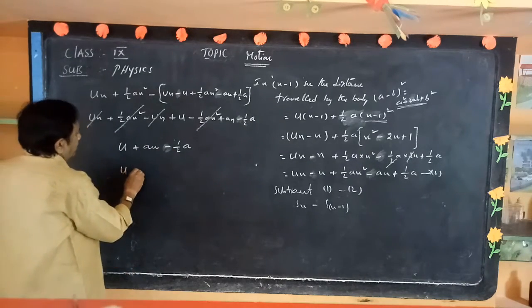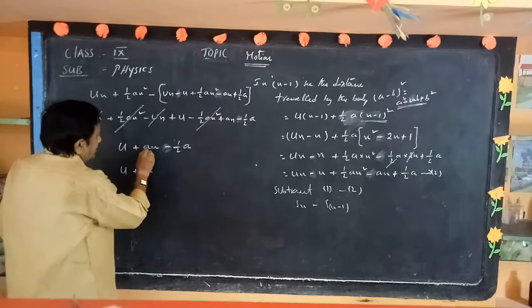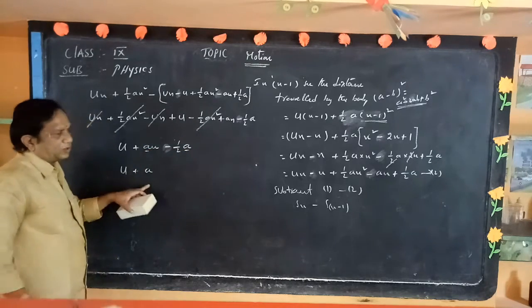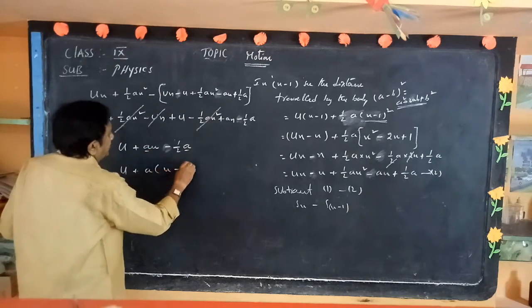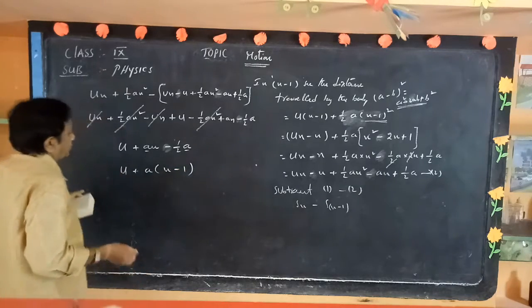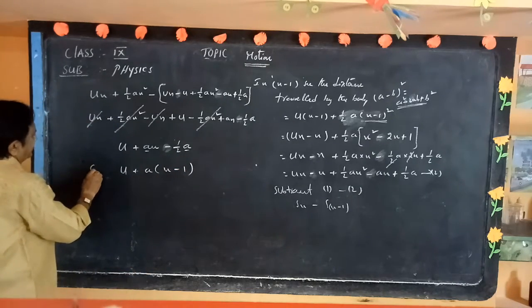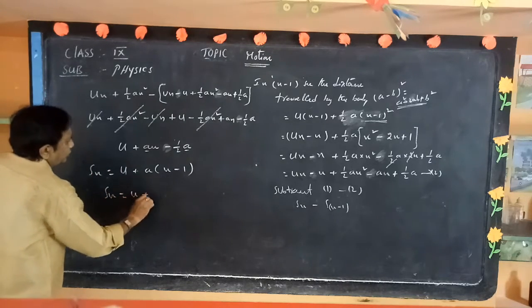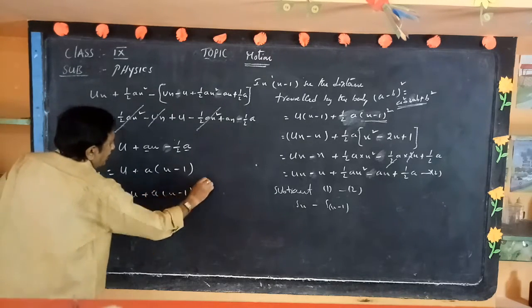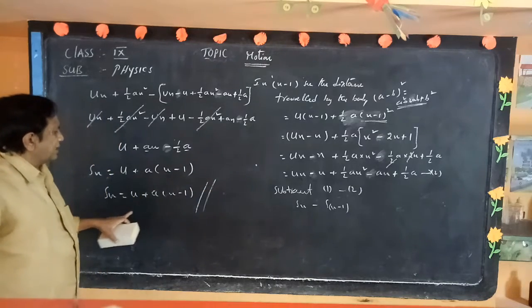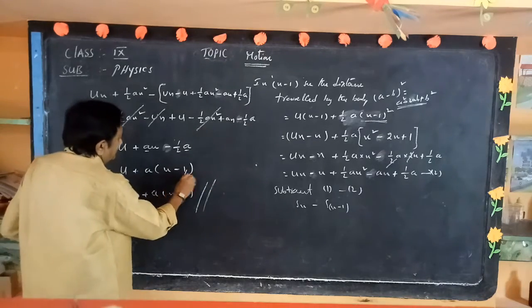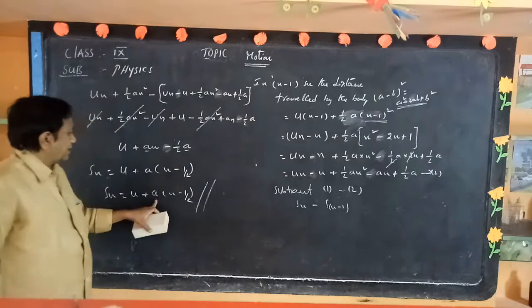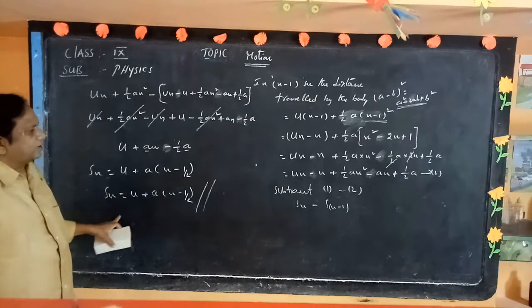Now to take u plus a to take common. So a on both sides will be there. Now, a into n minus 1. u plus a into n minus 1. What is this? Sn is equal to u plus a into n minus 1 by 2. Sorry, a into n minus 1 by 2 will get it.